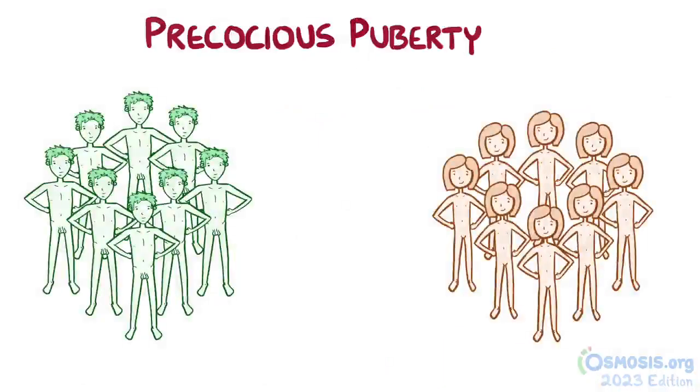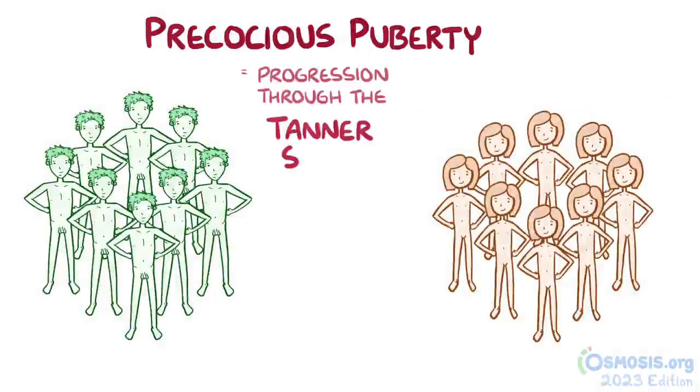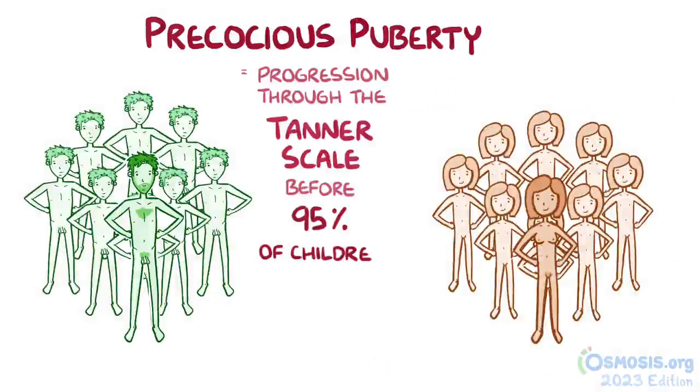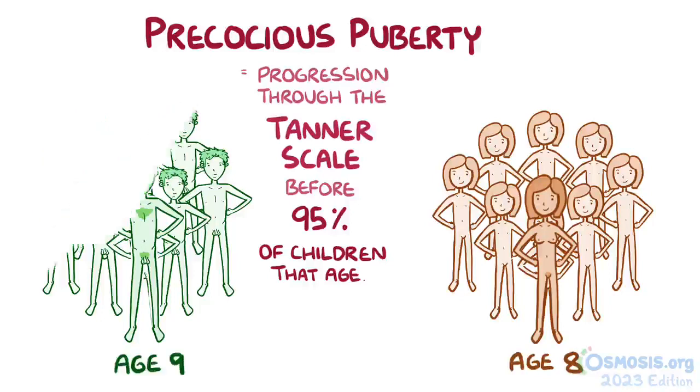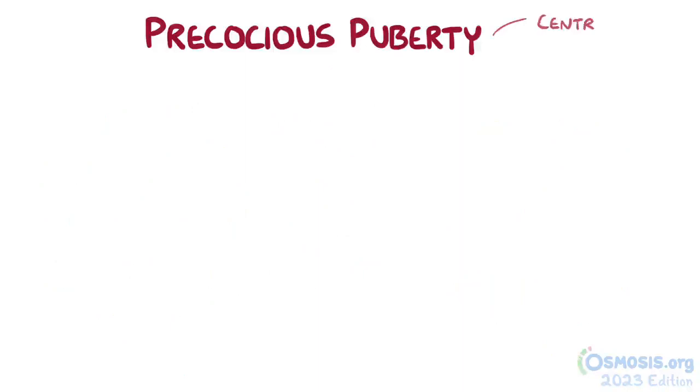Precocious puberty is when a child starts progressing through the Tanner scale before 95% of other children that age. Generally, that means that puberty has started before the age of 8 in females and 9 in males. Precocious puberty is usually due to a central or peripheral problem.